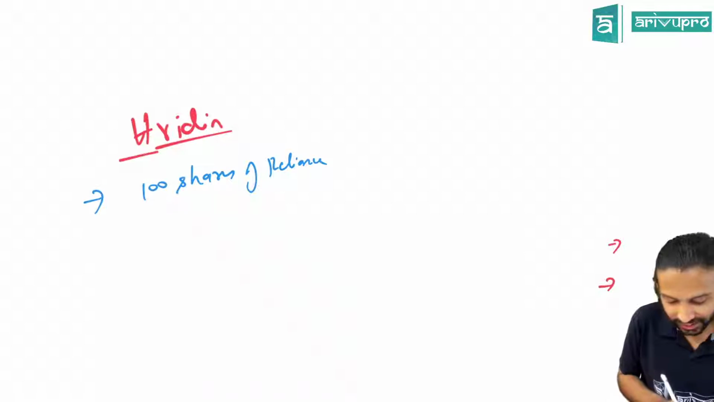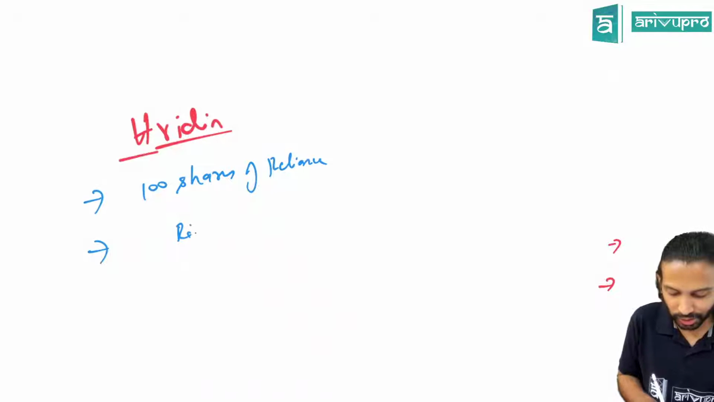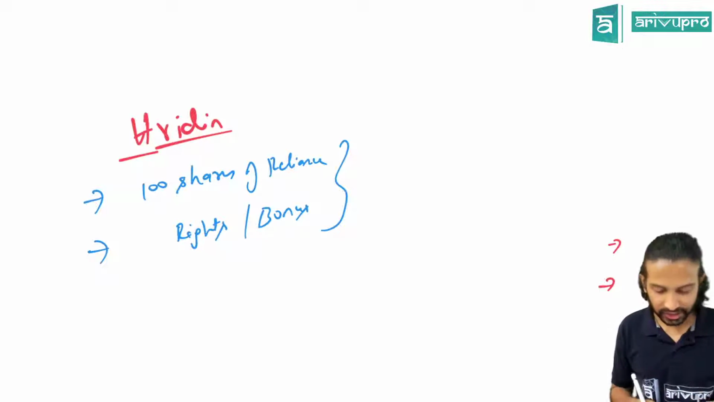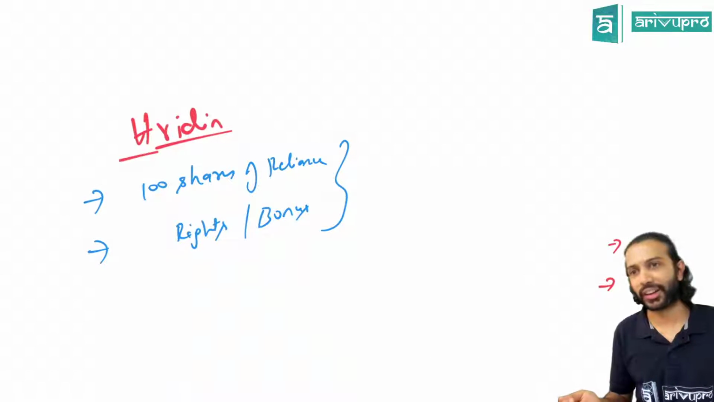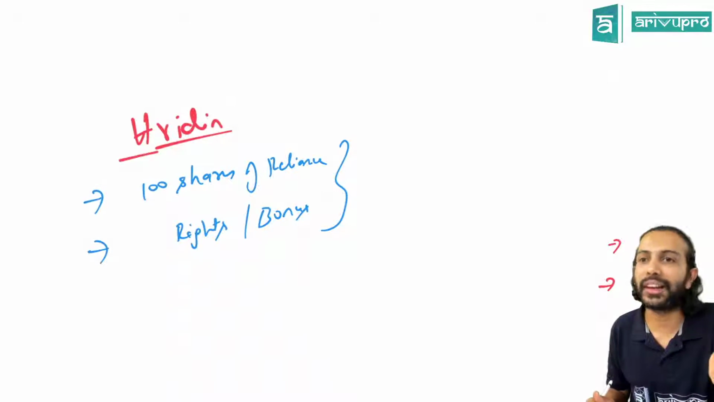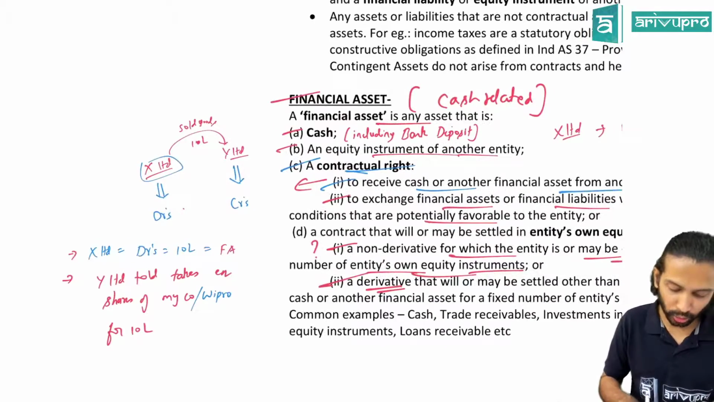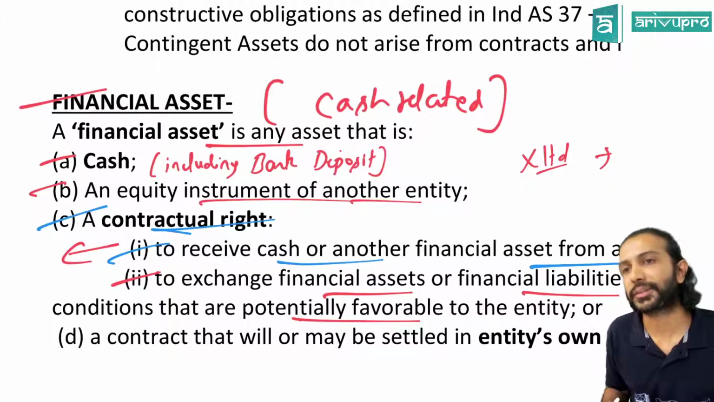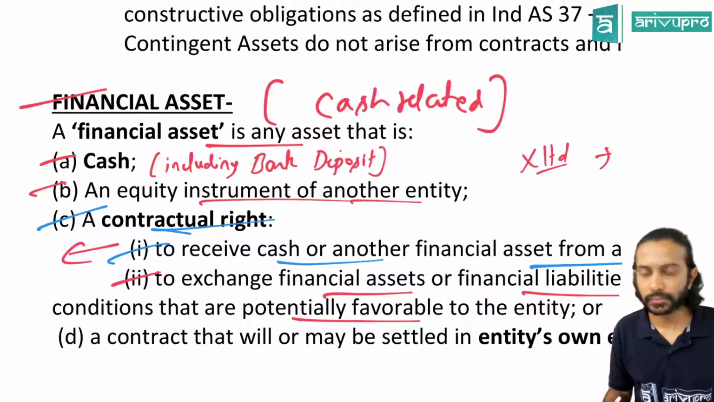And Reliance comes out with a rights issue or bonus issue or anything of that sort. What are you going to get? Shares. Because of this rights issue, again you're going to get shares only. That means you'll still get equity shares of another entity. If you're holding equity instruments of another entity, definitely it is a financial asset. Equity shares of another company, if you're holding, it is definitely a financial asset. So it is specifically brought up.